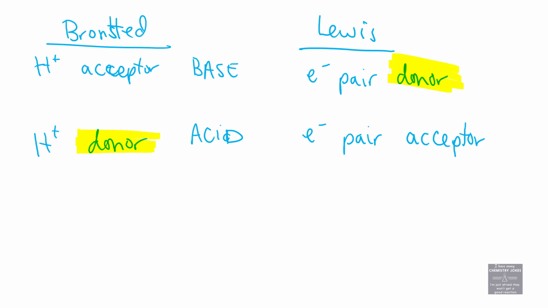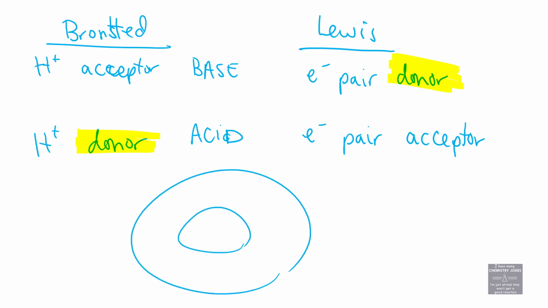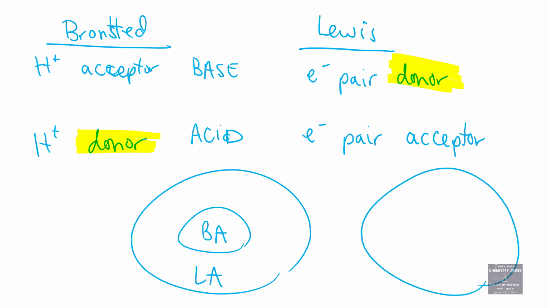What do I mean by for the most part? I like to think of them as a little Venn diagram kind of thing. All Bronsted acids are Lewis acids, but not all Lewis acids are Bronsted acids. Let that sink in. Similarly, all Bronsted bases are Lewis bases, but not all Lewis bases are Bronsted bases.